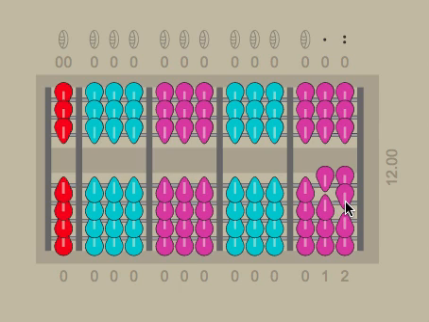11, 12, 13, 14, 15, 16, 17, 18, 19, 20. And I have 2 counters up here on the top, so I want to convert my 2 5s to 1 unit of 10. And I've reached 20. 10, 20. Go ahead and see how far you can count.